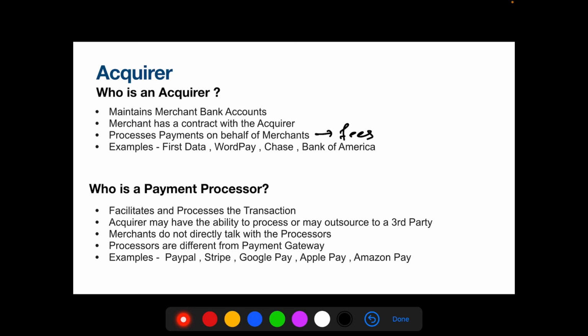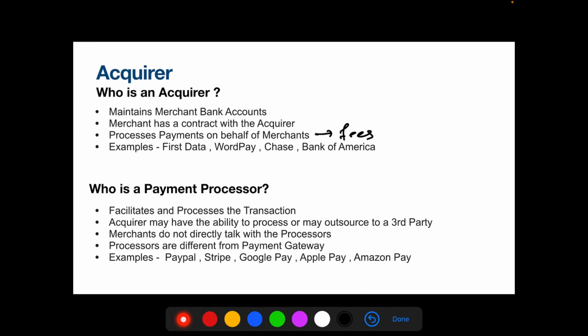Now let's look at the other entity, which is called the payment processor. So some acquirers can process the transactions. They're big enough, right? So they have got IT systems in place. They have got the whole infrastructure that is sufficient for them to handle and process the transactions by themselves. But there are certain acquirers who are not big enough, and they may need the services of a third-party payment processor to process the payments.